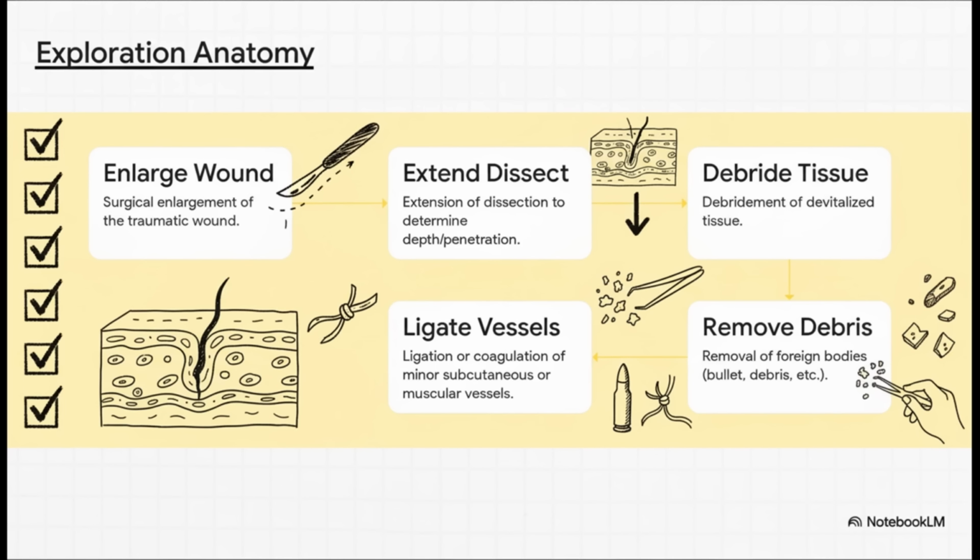Think of this slide as your mental checklist. For you to even consider using one of these exploration codes, the doctor's notes have to paint this picture. You gotta ask yourself, did they document enlarging the wound? Did they mention dissecting deeper to see how far the injury went? Is there talk of debridement, removing foreign bodies, and tying off small blood vessels? If the op note ticks these boxes, you know you're on the right path.